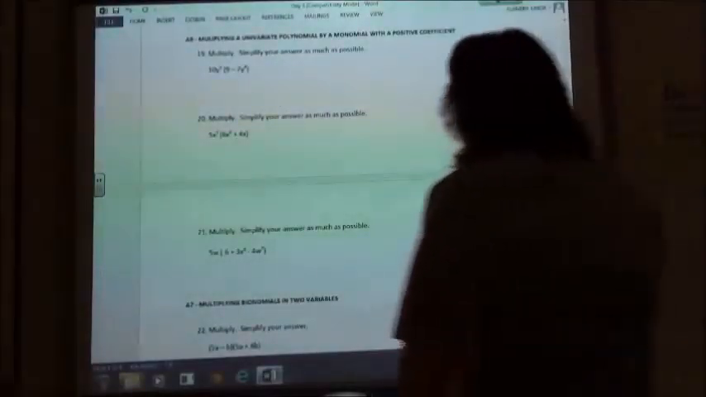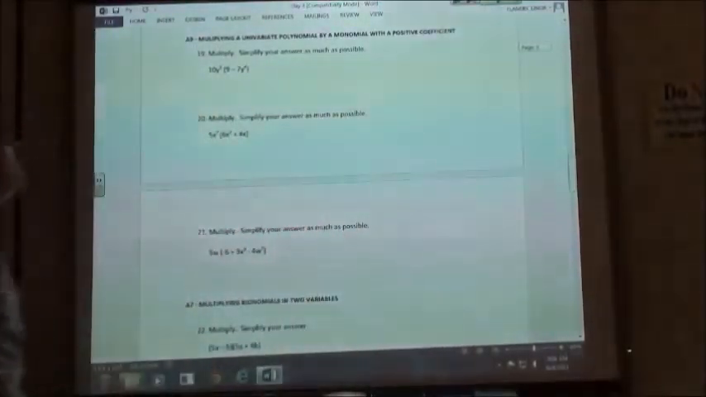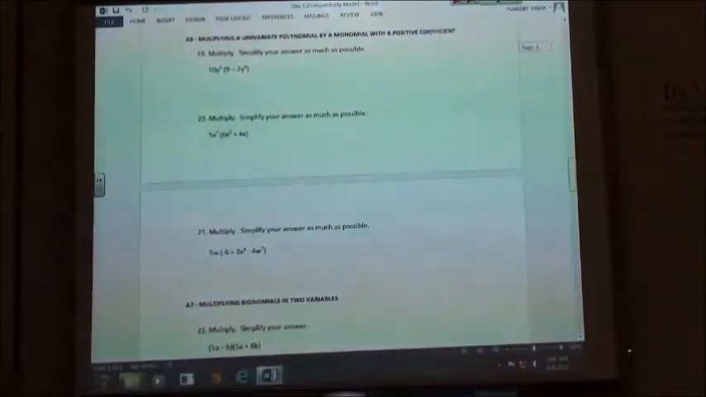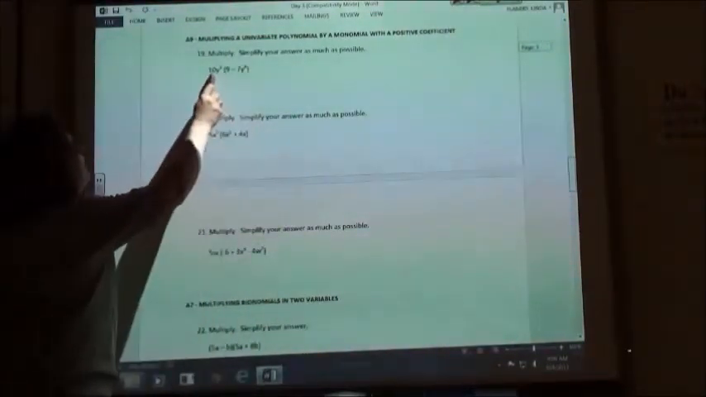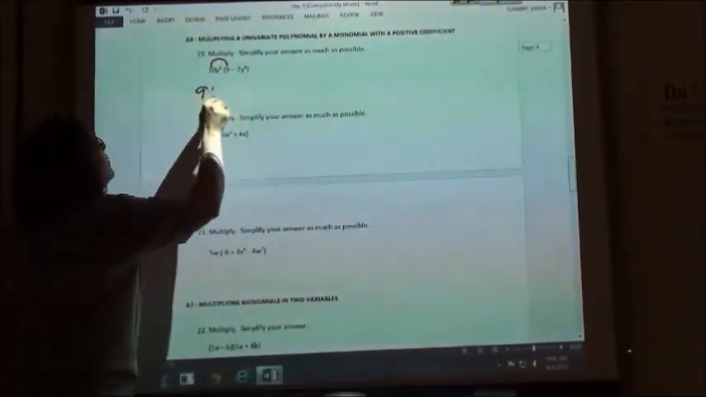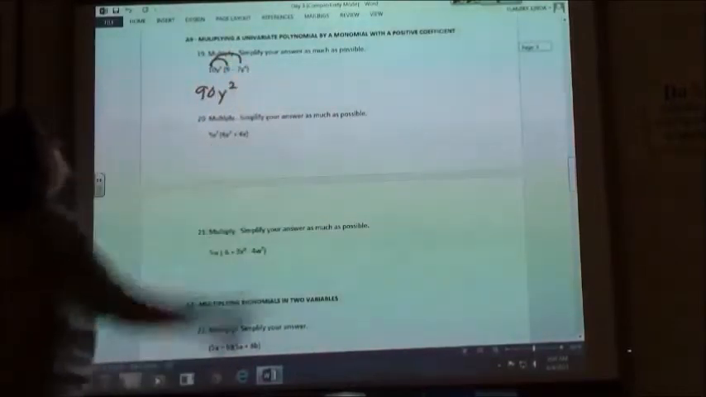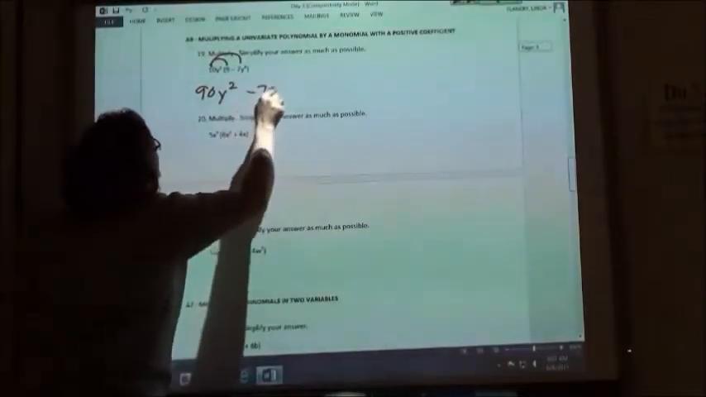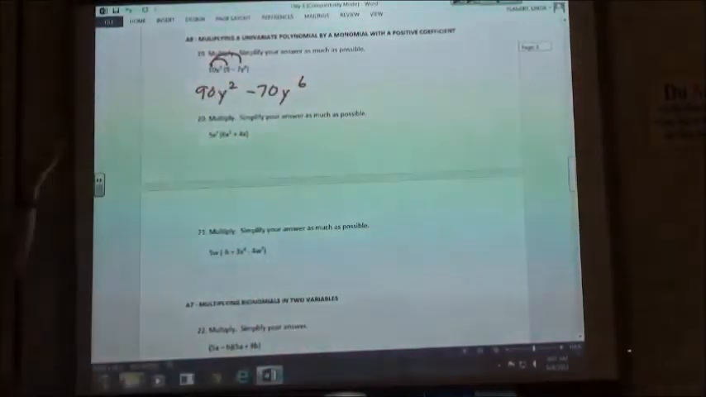Multiplying a univariate polynomial by a monomial with a positive coefficient. So I'm basically just using my distributive property and multiplying that out, multiplying the coefficients, adding my exponents on my variables since I would be multiplying with the same base. If I take 10y squared times 9, I would get 90y squared. And if I take 10y squared times negative 7y to the 4th, I would get negative 70y to the 6th, exactly. Those are not like terms since my variables aren't the same, so I can't add them together. That's just my weird looking answer.